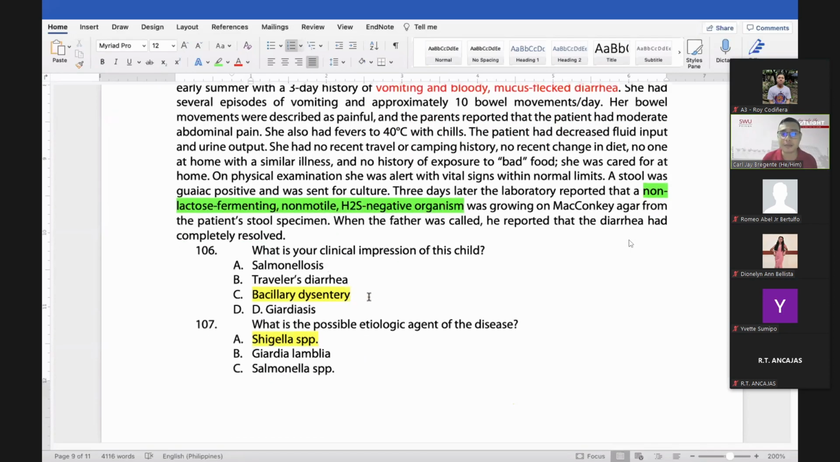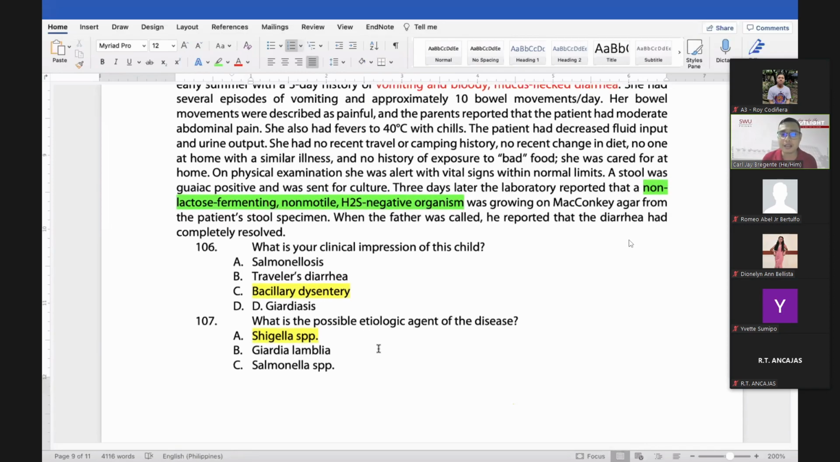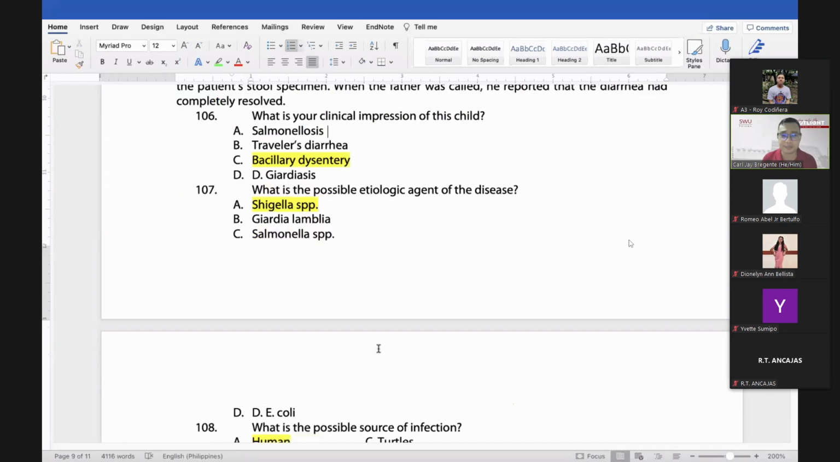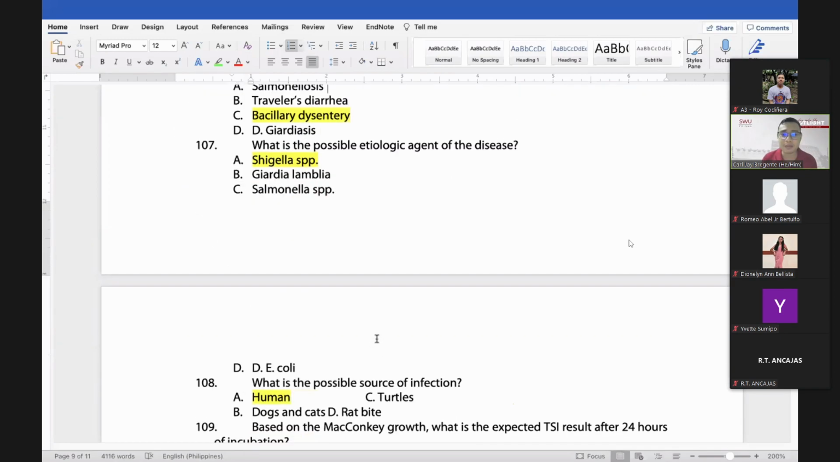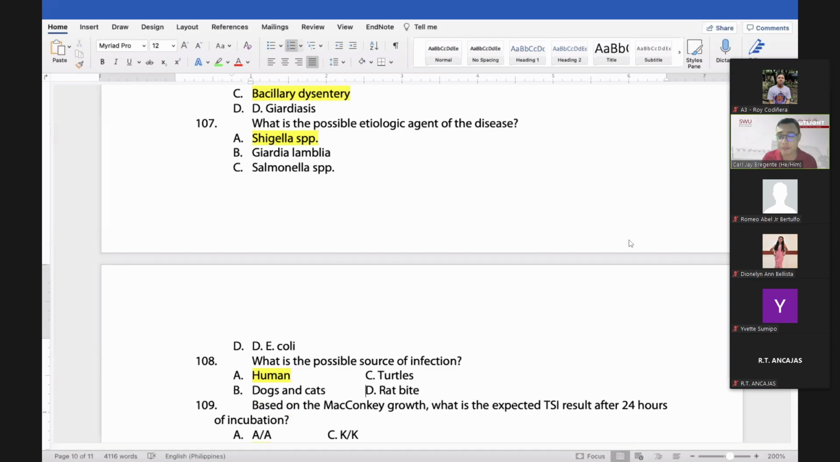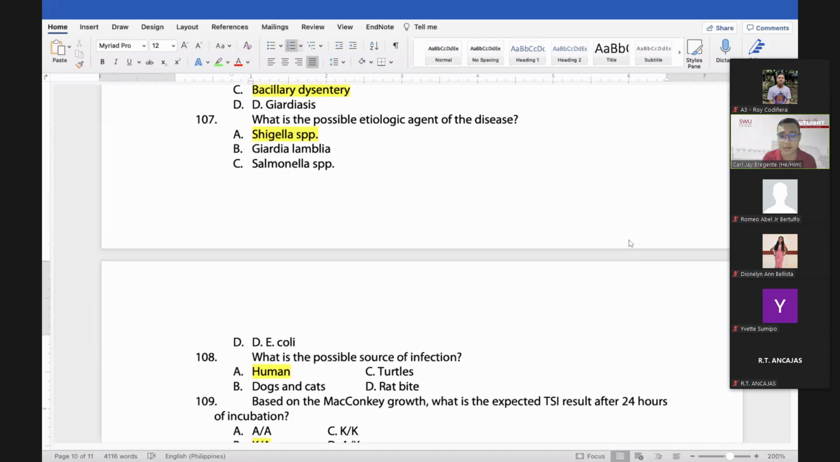Since you already know that the answer is bacillary dysentery, so the possible organism is your Shigella species. And what is the possible source of infection? Shigella species or bacillary dysentery is only acquired by human-to-human transmission. So from the stool, fecal-oral route.